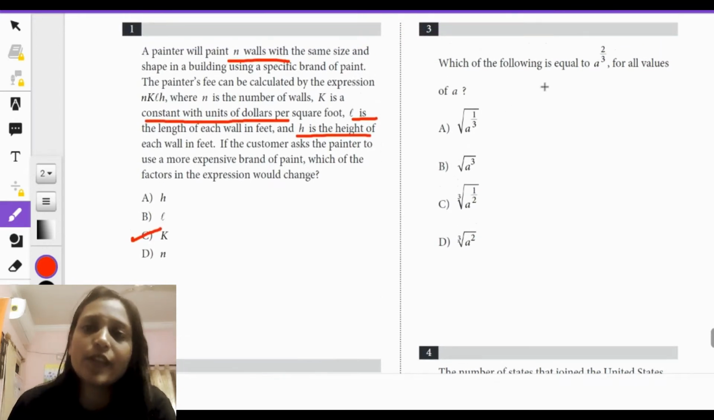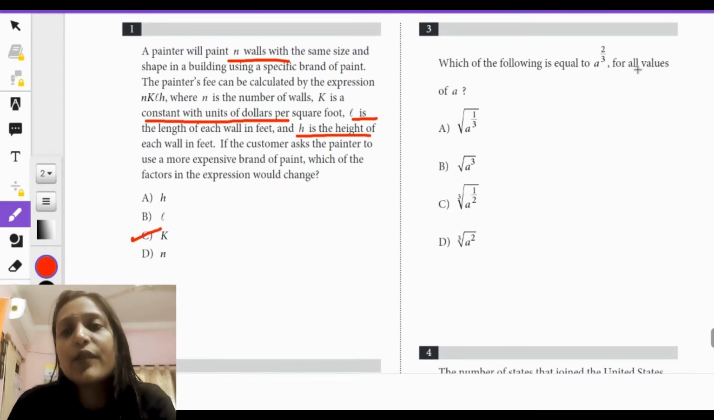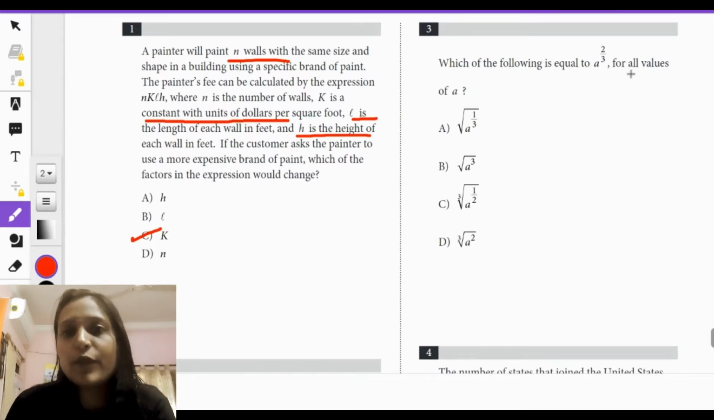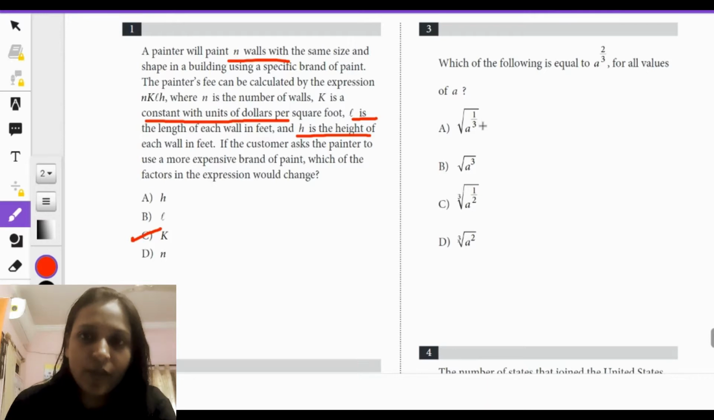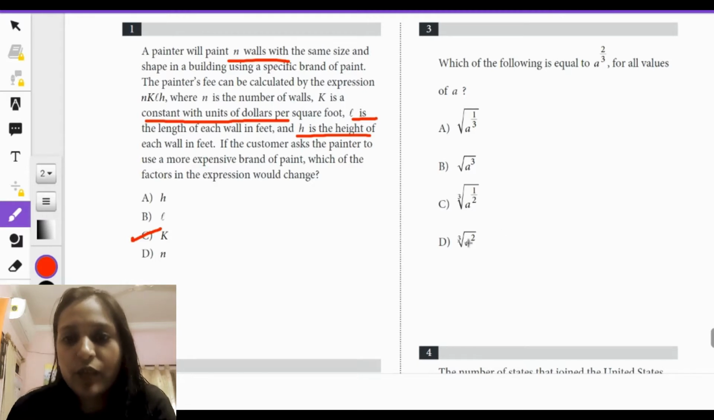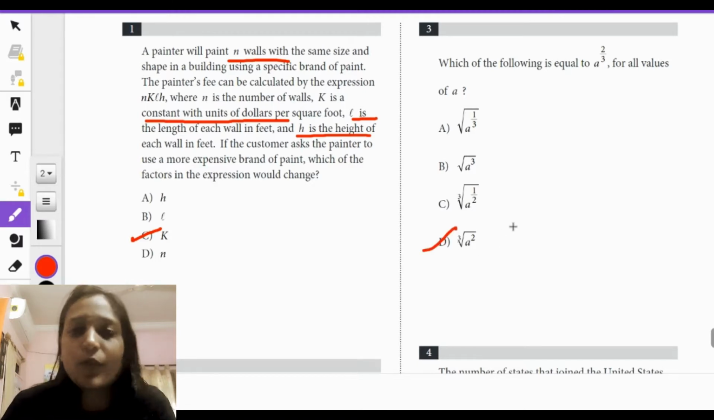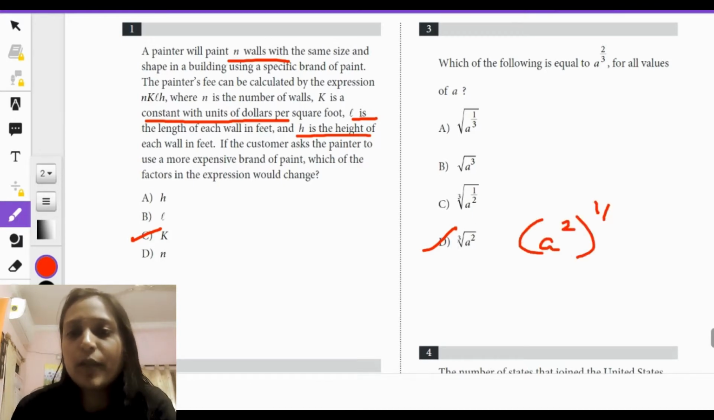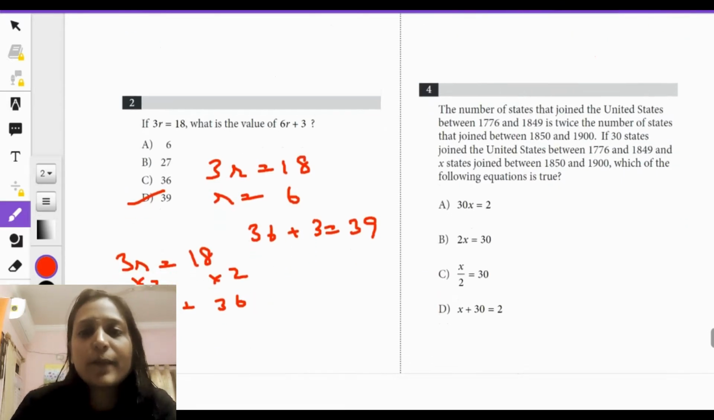Let's try the third question now. Here it says, which of the following is equal to a to the power 2 by 3? So this is nothing but cube root of a squared. So let's look for that. Cube root of a squared is the D option. So anytime you have 1 by 3, this is essentially a to the power 2 by 3 to the power 1 by 3, which is nothing but a to the power 2 by 3.